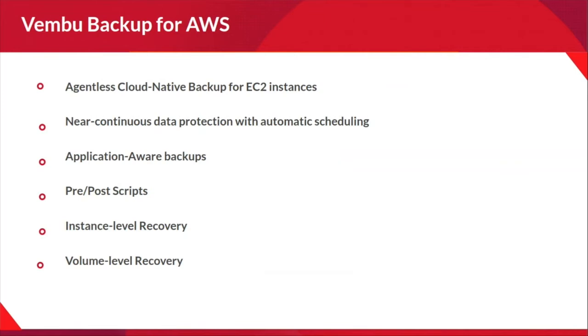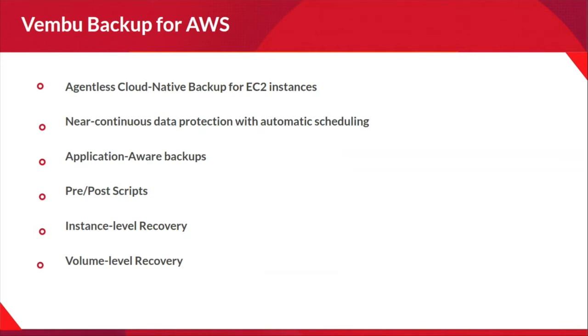Agentless cloud native backup: Vembu BDRSuite uses AWS APIs to back up your EC2 instances. This eliminates the need for an agent to be installed in the target instance to perform backup. With agentless backup, you can back up your EC2 instance running in any region in any AWS account. Automatic backup scheduling: experience near continuous data protection of an instance by scheduling backups on a minute, hourly, daily, or weekly basis.